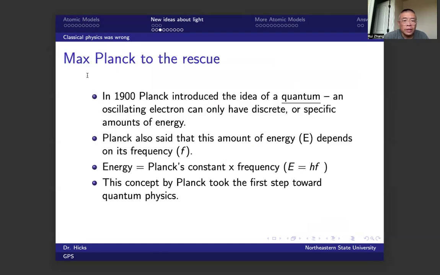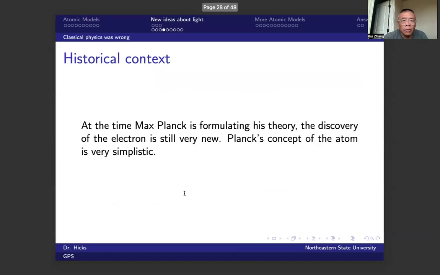Then Max Planck in 1900 introduced the idea of quantum to explain this experiment. Basically, he's saying that the energy is proportional to the frequency of light, up to a constant called Planck's constant. And this idea is actually the first step towards quantum physics, which turns out to be the physics that controls everything microscopically, everything with atomic size or below.